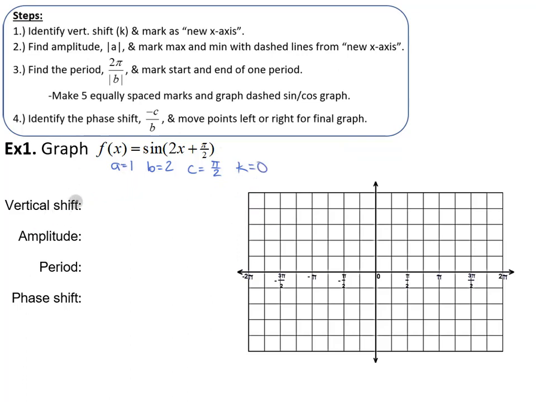Okay, so let's write in some of these values, our calculations here. Our first step is to identify the vertical shift, which is 0, and mark that as our new x-axis. Well, since we don't need to shift up or down, the x-axis is our new x-axis. We didn't go up or down at all. Okay, next, find the amplitude, the absolute value of a. So the absolute value of 1, of course, is just 1.